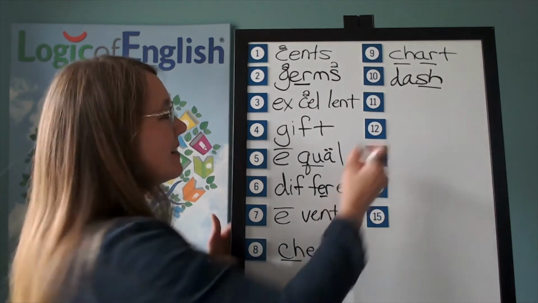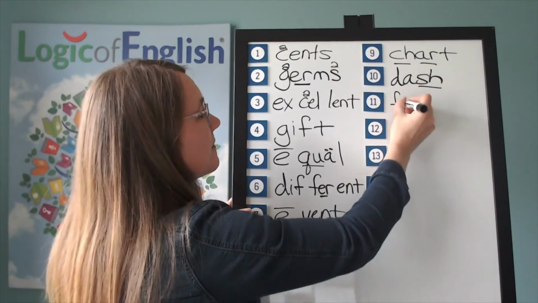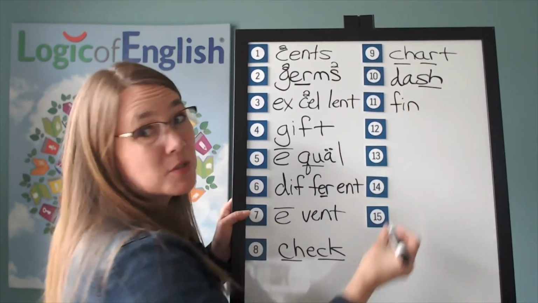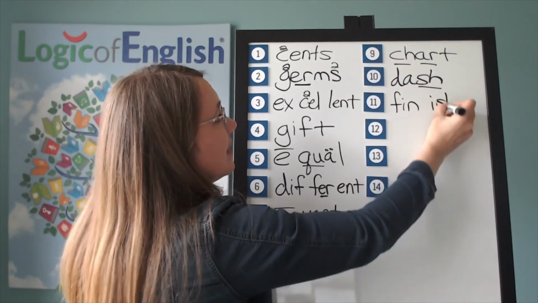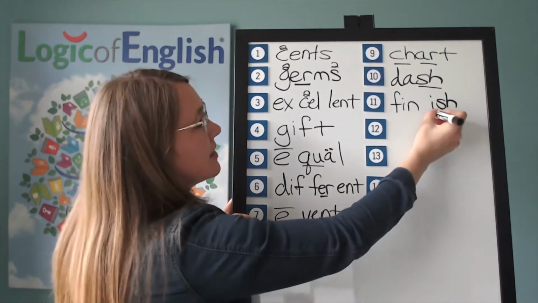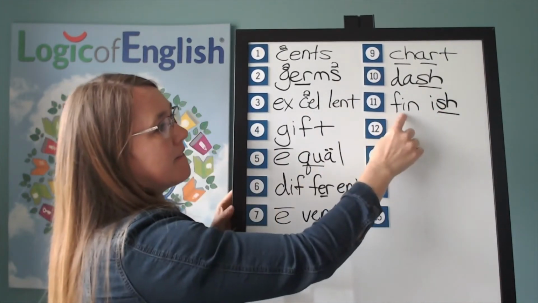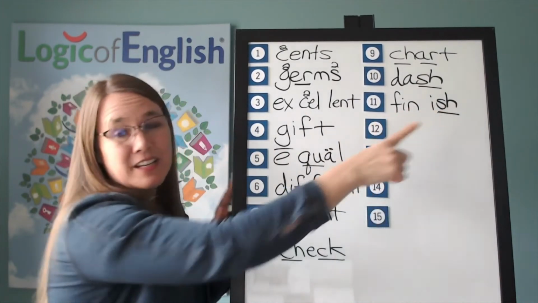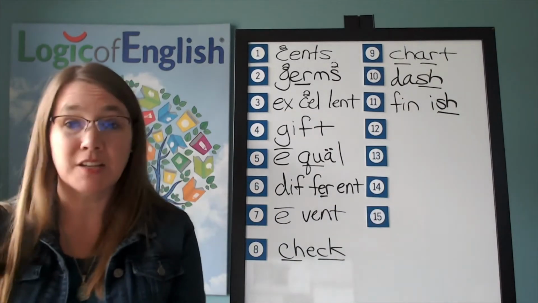Good. And help me to write it. First syllable is fin. N. Second syllable is ish. Ish. How will we mark it? We'll underline the sh. Let's read it. Ish. Finish.